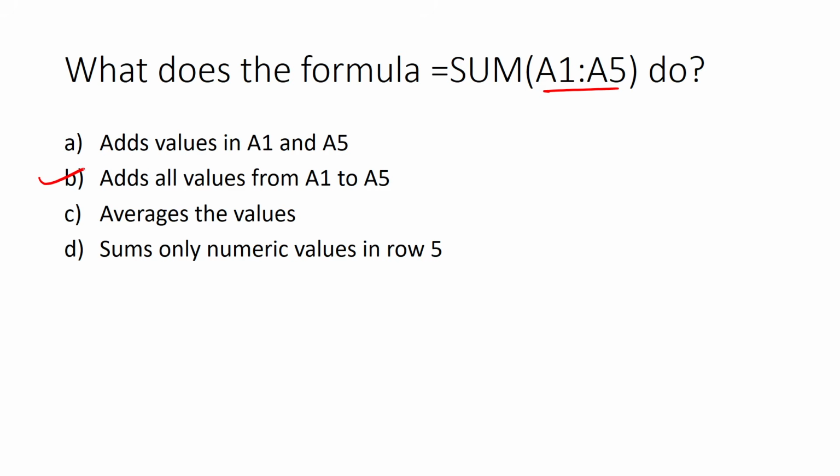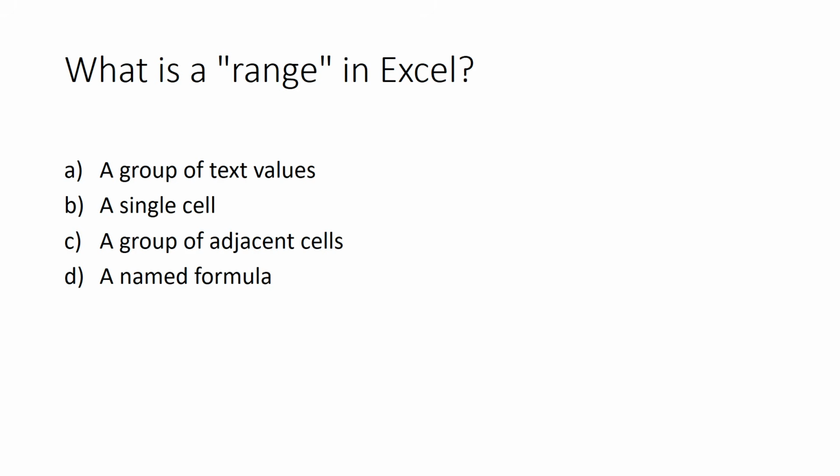Okay, so it will add all the values because it is a sum function. So for adding we'll be using A1 to A5. Okay, next, what is range in Excel? What is the meaning of range? It is a group of adjacent cells, which is called a range.